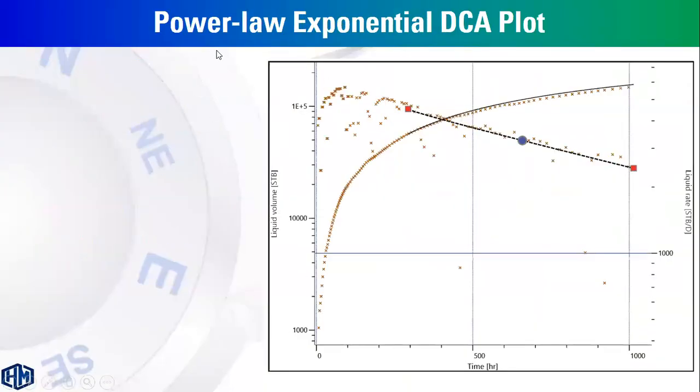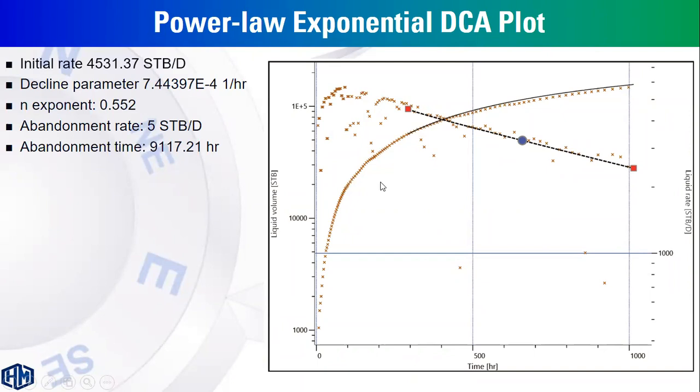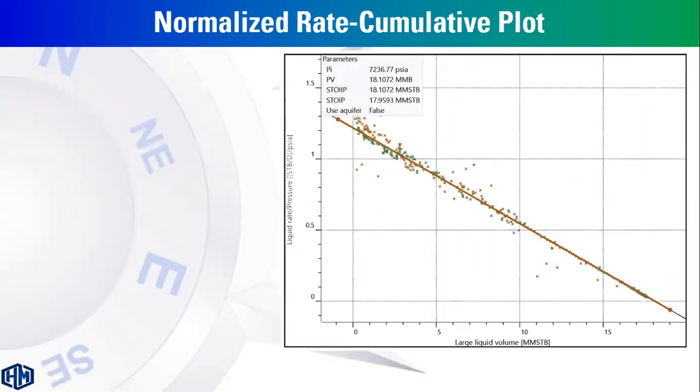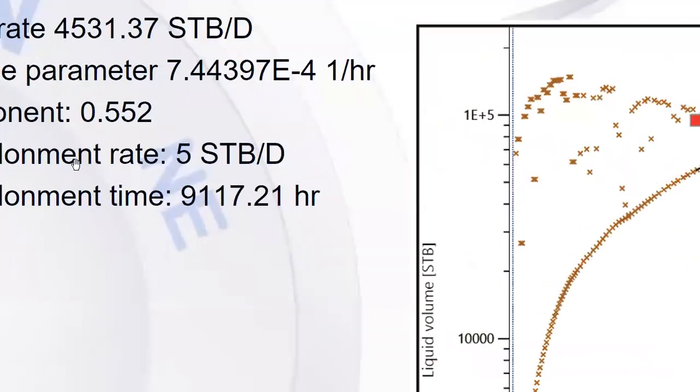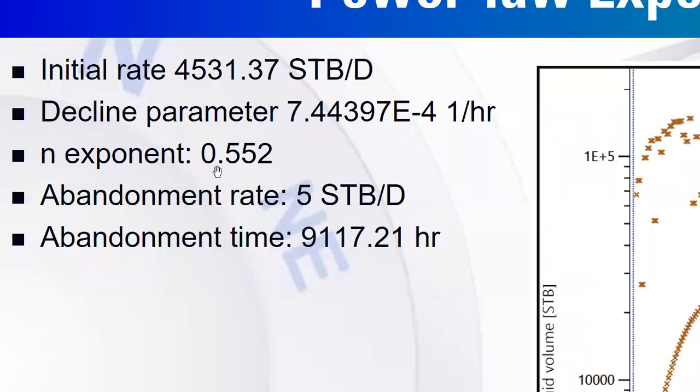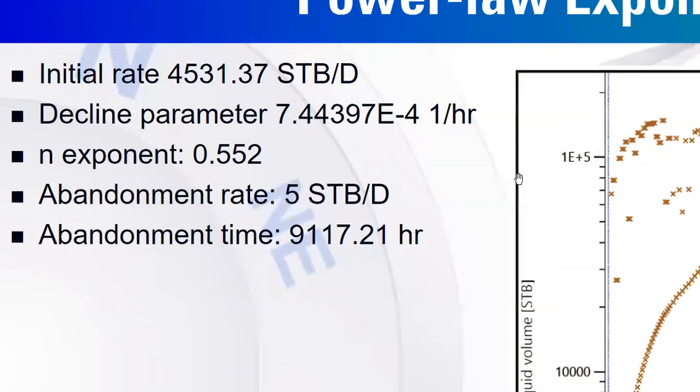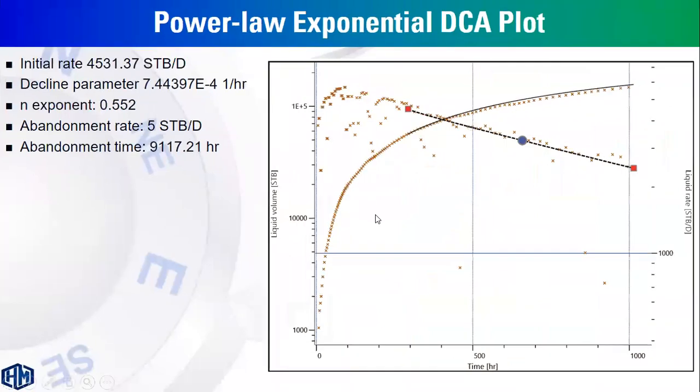See, also we have the advanced decline analysis, using power law or exponential decline curve analysis. You can see we have another technique to estimate the value of N at a specific abandonment time and specific abandonment rate, and also the data is matched using the hyperbolic exponent 0.552, which is between 0 and 1.